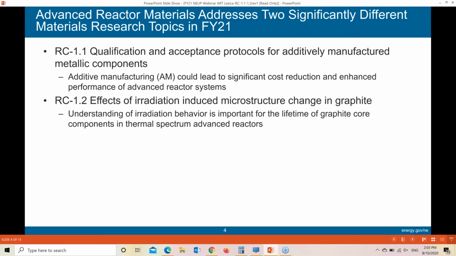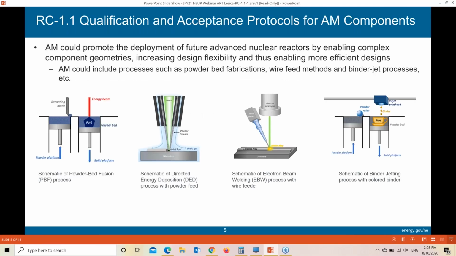As I mentioned, I have two topics. They're very different from each other. The first one focuses on qualification and acceptance protocols for additively manufactured metallic components. The focus of the second topic is more on graphites and is looking at the effects of irradiation-induced microstructural change in graphite. So let's take each of these topics one by one, and we'll start with RC 1.1.